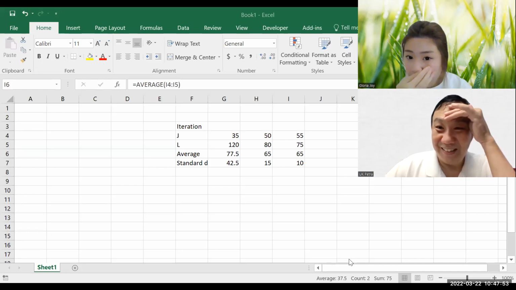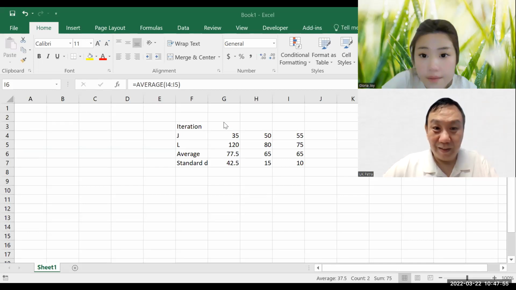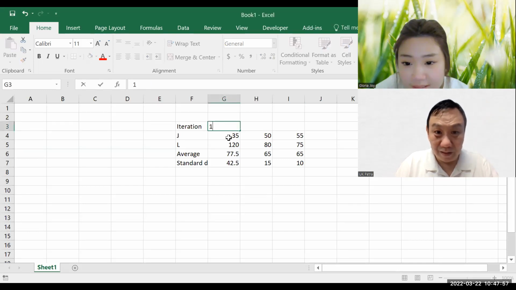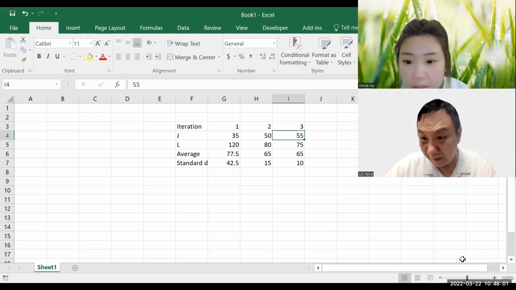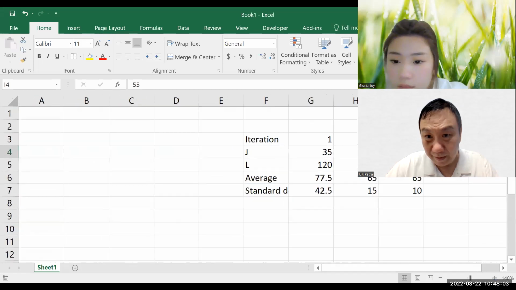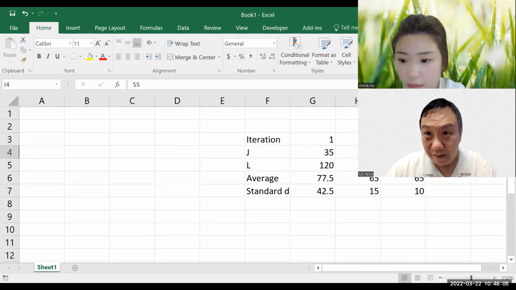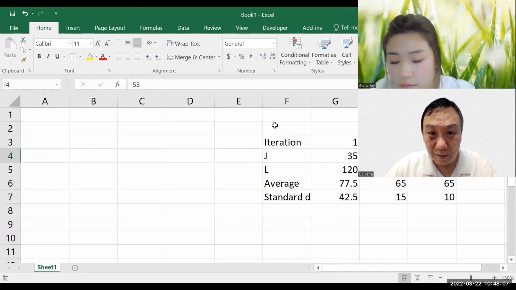So now this is what I'm telling. Okay, now I will show the actual result. Okay, so this is your iteration 1, 2, and 3. Can you see it or not? Okay, this is amazing. This is the Delphi method.